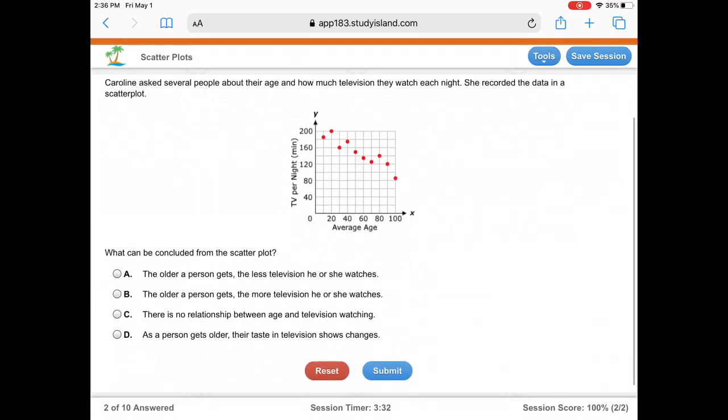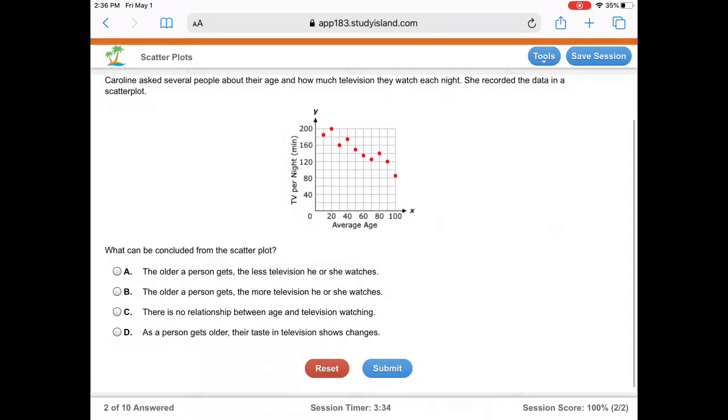Next, this is just asking for the trend. So as the average age increases, the TV per night decreases, which kind of makes a lot of sense. As you get older, you have to devote your time to a lot of other things, not just recreational stuff. So the older a person gets, the less television he or she watches. Definitely makes sense for A.